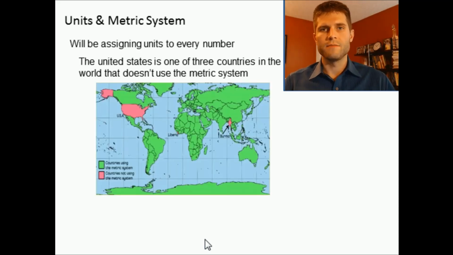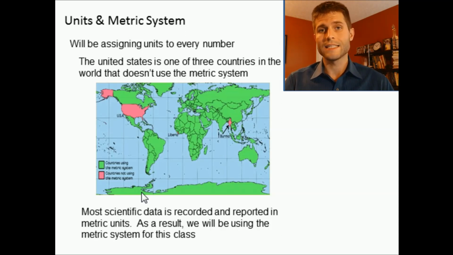Well, the metric system is used by the majority of the world. So here, this map is kind of interesting. I really enjoy this map. It shows the countries in red that use the English system of measurement. Everything else in green uses the metric system. So of course, if we're trying to create standardized units of measure, we're going to be using the metric system. The majority of the population of the world uses the metric system. Why not just keep it? And so that's why a lot of scientific data is reported in the metric system.